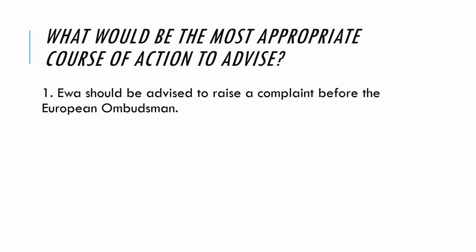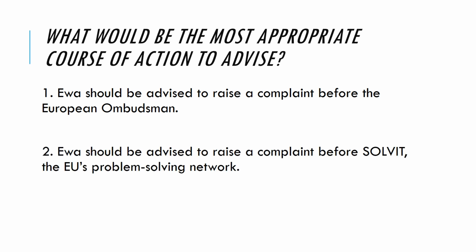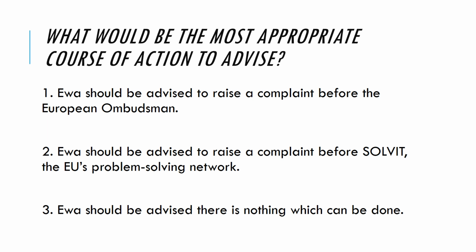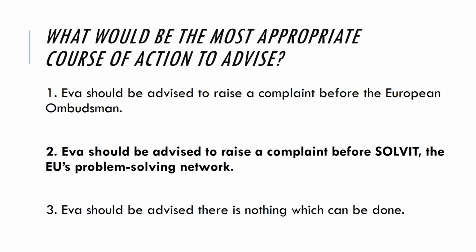Is it 1. Eva should be advised to raise a complaint before the European Ombudsman. 2. Eva should be advised to raise a complaint before SOLVIT, the EU's problem-solving network. Or 3. Eva should be advised that there is nothing which can be done. The correct answer is 2. Eva should be advised to raise a complaint before SOLVIT, the EU's problem-solving network. Eva should not be advised that there is nothing to be done because she can raise the matter before SOLVIT.